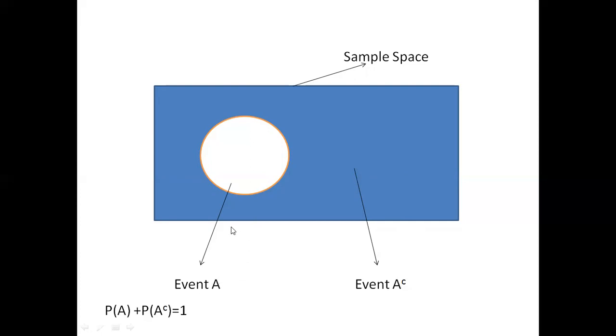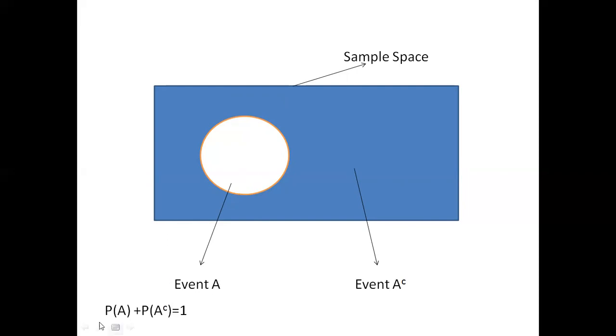Now, if you consider the probability of event A plus the probability of the complement of event A, then it would be equal to 1. So this is the complement of event A.